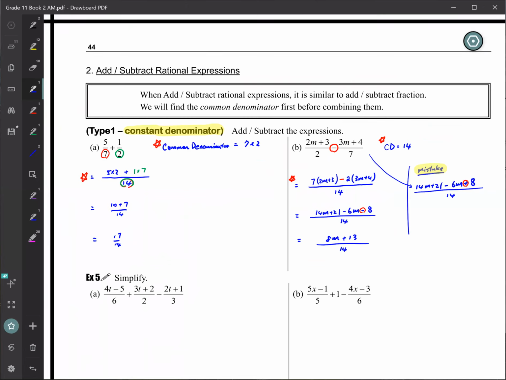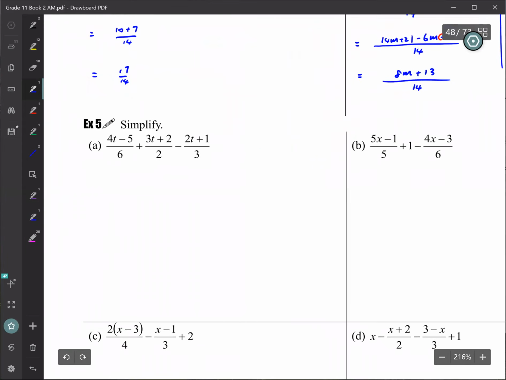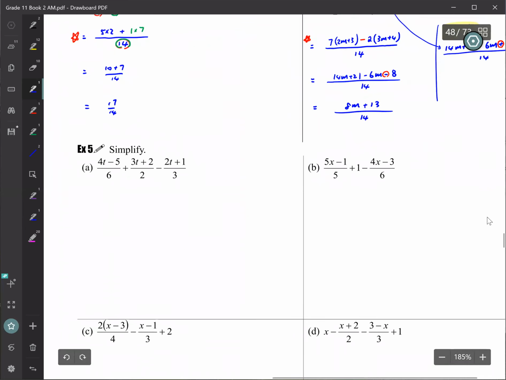So we're going to try one more together, and then I'll let you figure out B, C, D on your own. So let's look at question 5A.